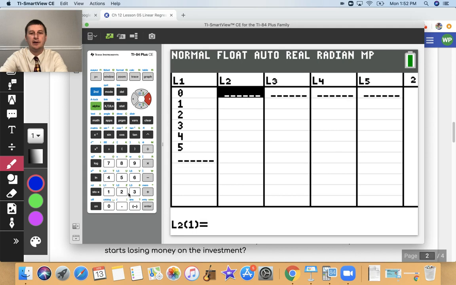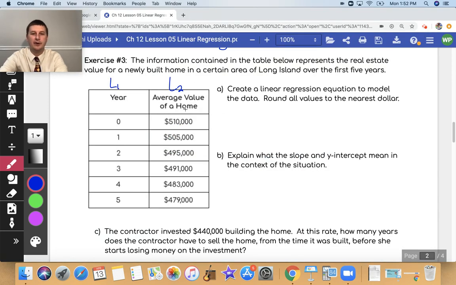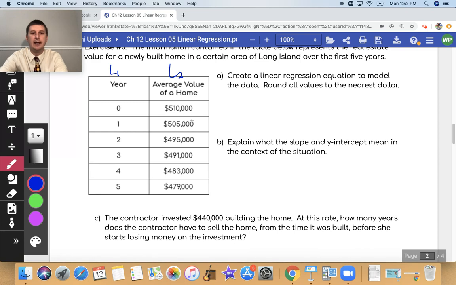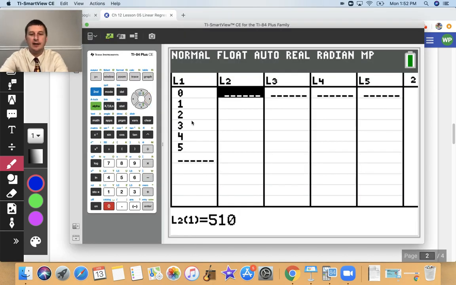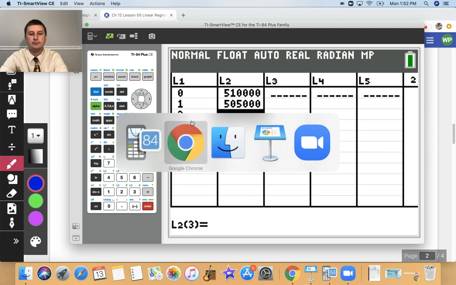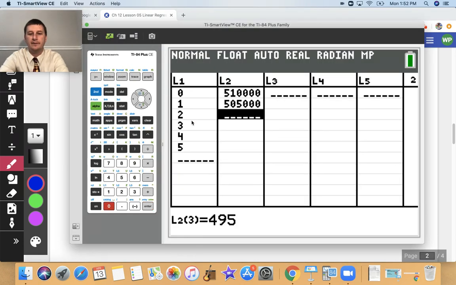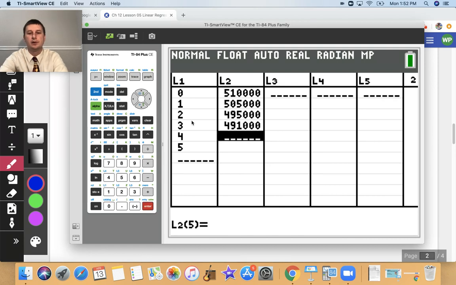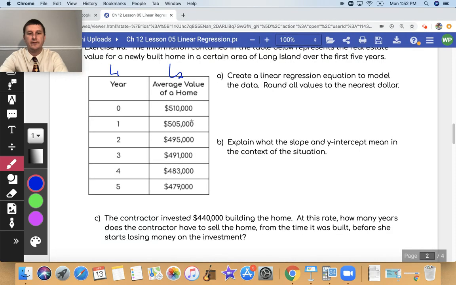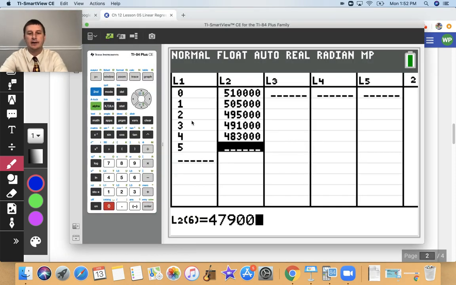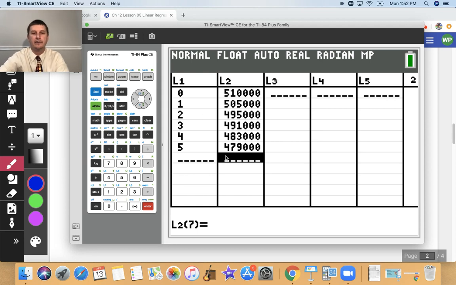Once we get those values in our list 1, now we're going to be putting the value of the home in list 2, and we're going to have 510,000. Then we'll have 505,000, 495,000, 491,000. We have 483,000. And finally, we have 479,000. So here are our values in list 2.